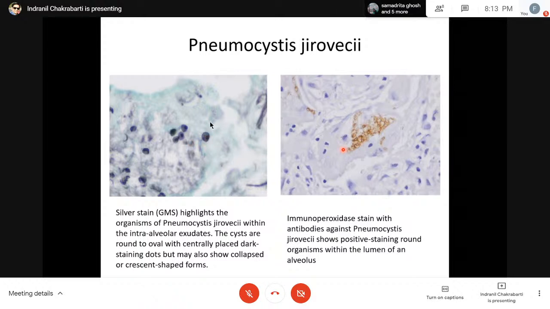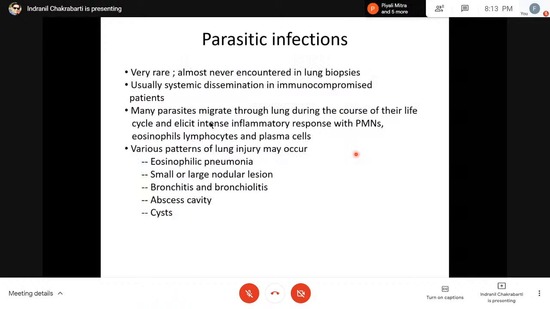Now immunoperoxidase stain again can be done with antibodies against this Pneumocystis. So in a patient with HIV or in immunocompromised patients having atypical features, having pneumonia, one should always consider this diagnosis. Now parasitic infections are very rare.